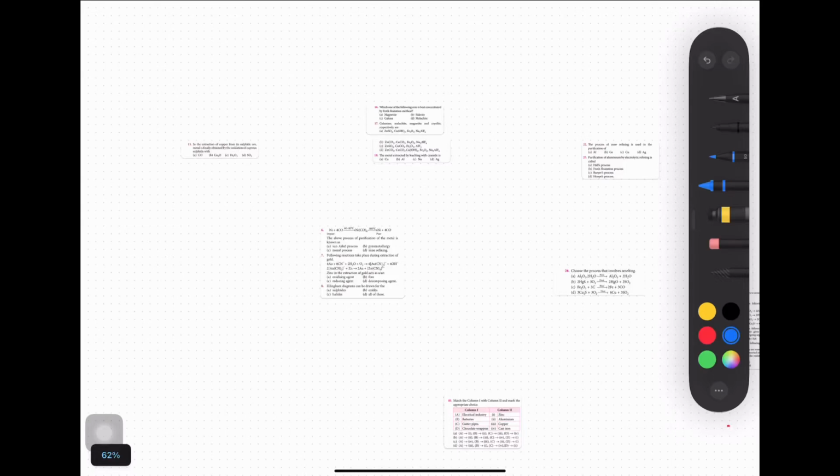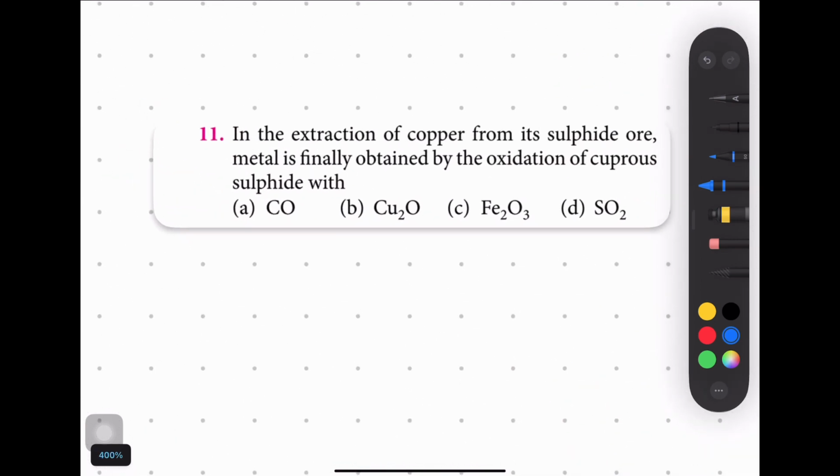Hello everyone, in today's lecture I will be discussing a lot of important metallurgical questions. So let's start with this first one.